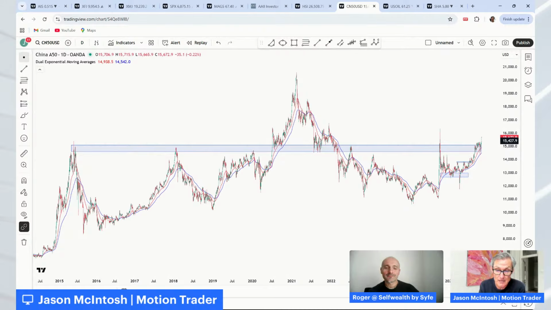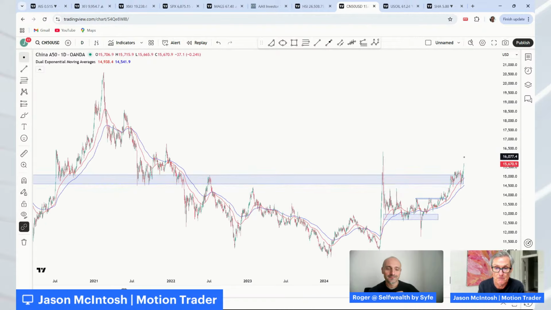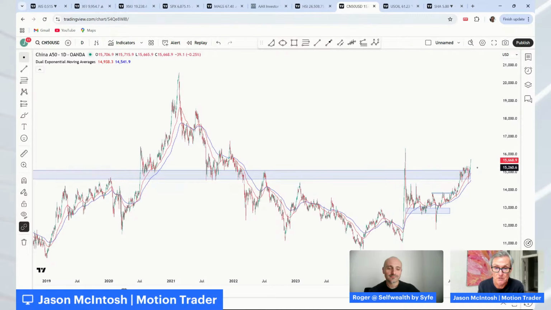This is a bullish trend. I think there's plenty of upside potential over time. Of course, there's going to be more consolidations and stuff along the way, but look, I've got a position in this market through an ASX listed ETF, and I'm happy to stay with it and see where this goes.